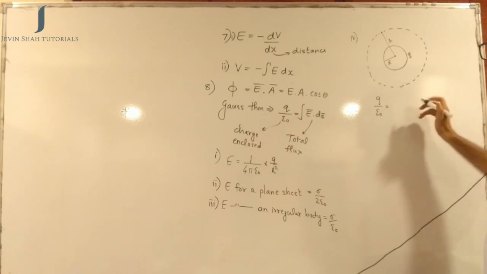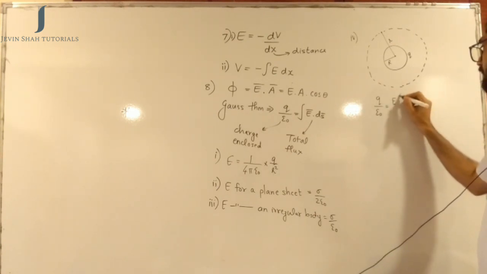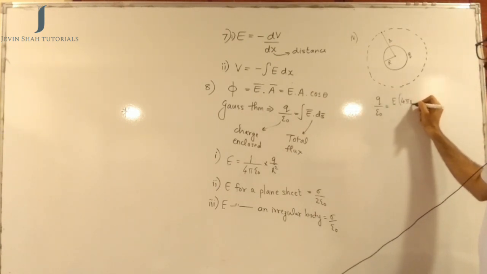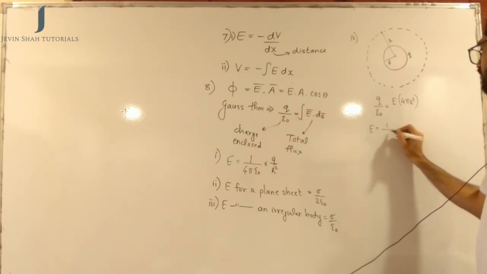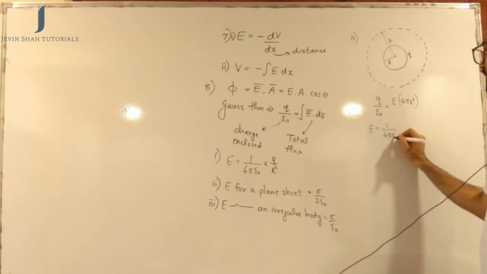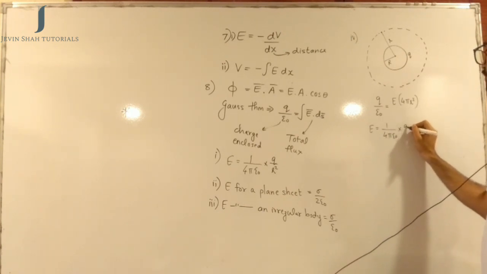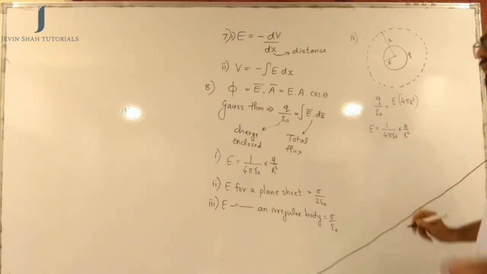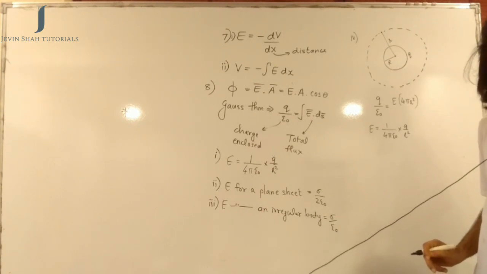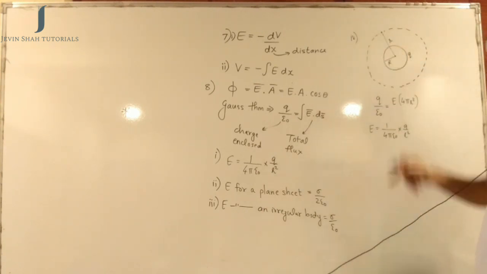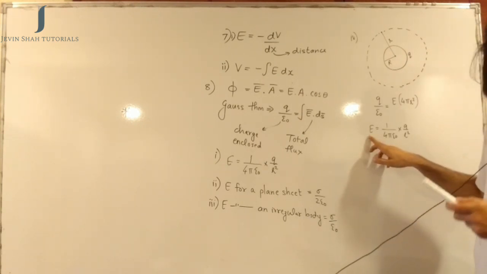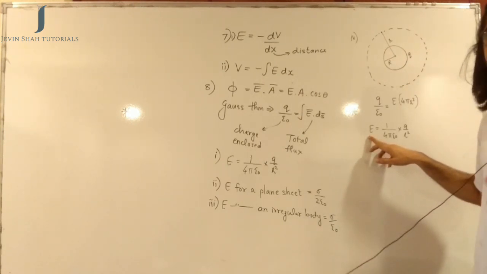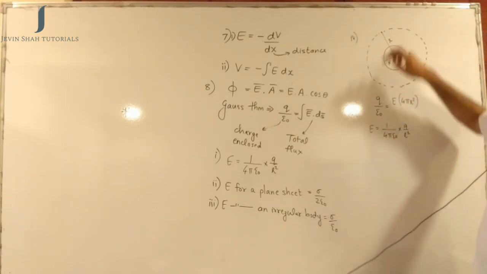So on the left hand side you will have E into 4 pi r square. And that gives you the formula of E at the outer point as E equal to 1 upon 4 pi epsilon naught into q by r square. This is the same like that for a conducting sphere. So as long as the point lies outside, there is no difference in the formula for E, that is E for a conducting sphere as well as a non-conducting sphere will be the same for a point which is outside the sphere.